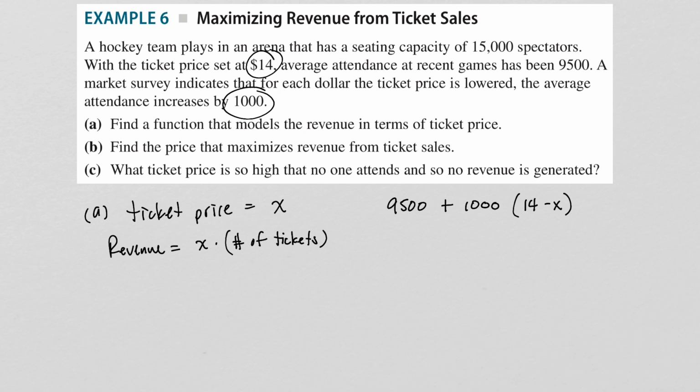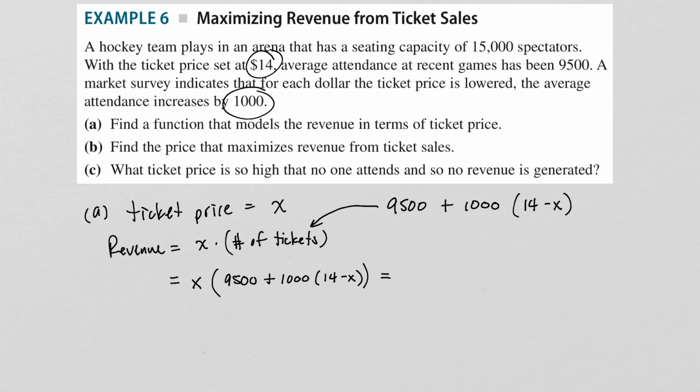So for example, if X is $12, then you are charging 14 minus 12, which is $2 less, and therefore you can expect 2 times 1,000 more ticket sales. So the number of tickets is this quantity. So now if we plug this in, we're going to have X multiplied by 9,500 plus 1,000 times 14 minus X.